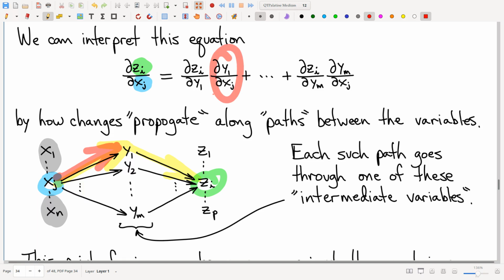Okay, now, fine. But having happened, if I want to understand y1 by itself, we'll get to these other y's in a second. By itself, independently of the other intermediate variables, as y1 changes, what's the factor that I multiply to get how much Zi changes? Well, that is called the partial of Zi with respect to y1. Is that cool?